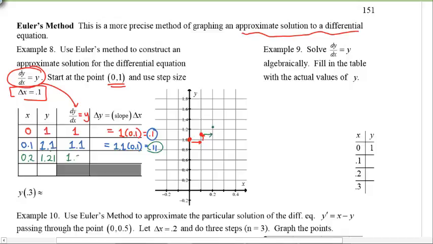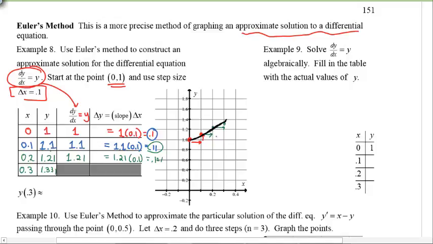And I'll do it one more time. So this is 1.21. 1.21 times the delta x gives you 0.121. And so if I asked you to go to 0.3, I believe the y value is 1.331. So going one more to the right, now we're at 1.331. So these are your 4 points. And then I guess I would just try to connect the dots, and this would be my solution to the equation. Okay, probably not concaving down, but like this, concaving up.